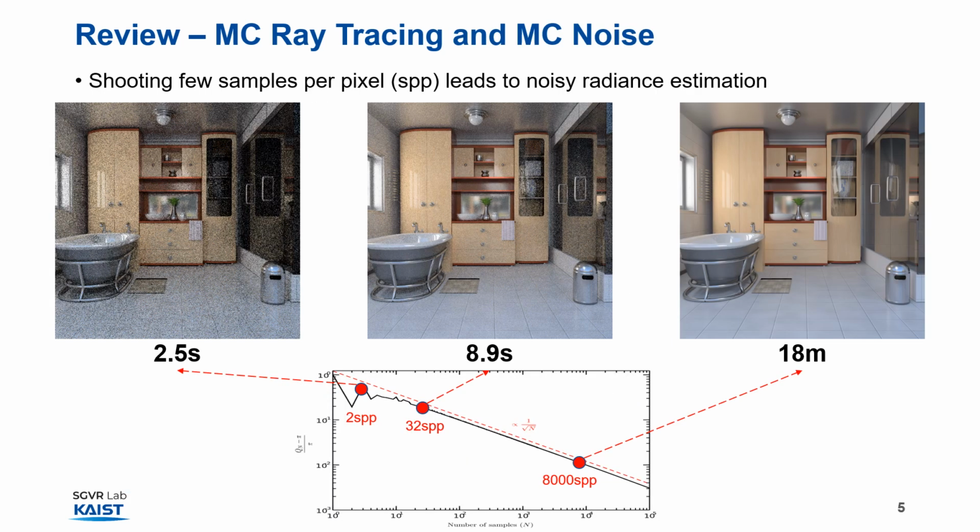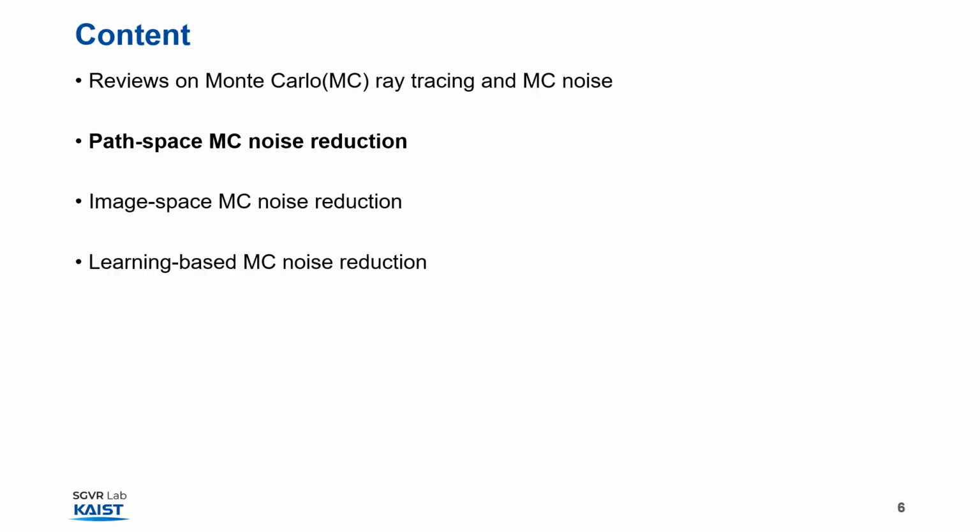As you can see from this figure, shooting fewer samples leads to noisy results while rendering in a short time. But on the other hand, shooting a lot of samples leads to clean render results, but with a long time consumption. And so now our goal is to reduce the noise and to render a clean image within a short time budget. Firstly, I would like to deliver various methods that can reduce noise in path space, which means reducing noise during rendering.